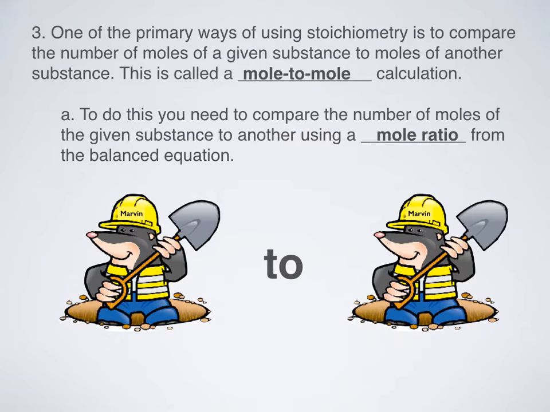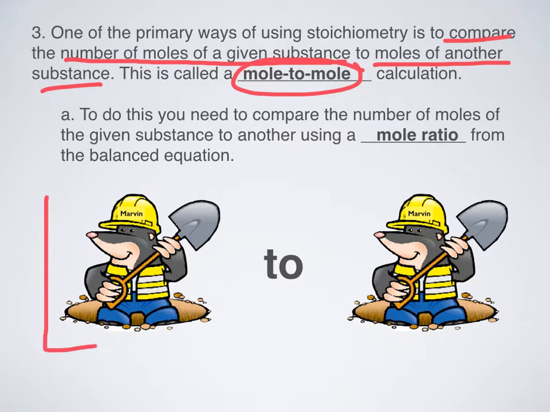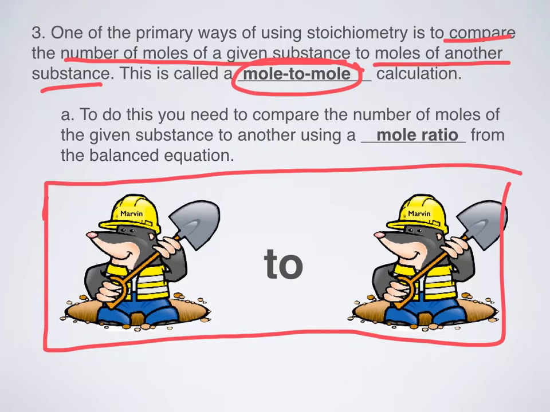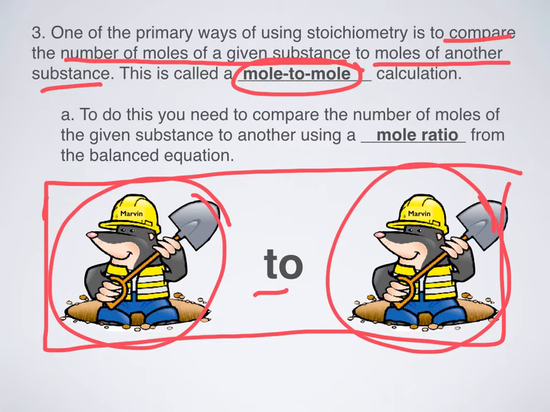Here is the simplest form of stoichiometry. It is a comparison between the number of moles of a given substance and the number of moles of another substance. We call that a mole-to-mole calculation. So how are we going to be representing that? Well, in our class, we have Marvin the mole as our mascot, and so Marvin to Marvin calculations. Whenever you see a picture of Marvin and then another picture of Marvin next to him, that's going to be a mole-to-mole calculation.